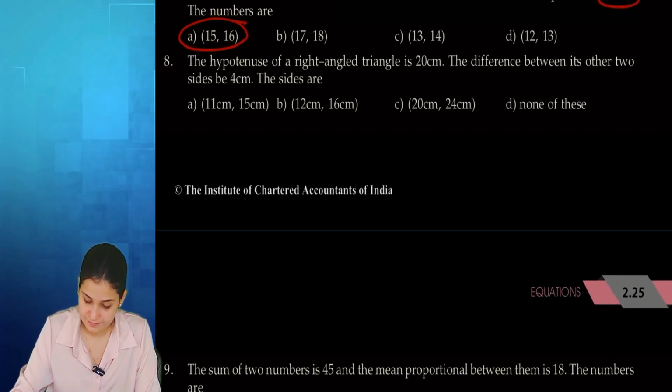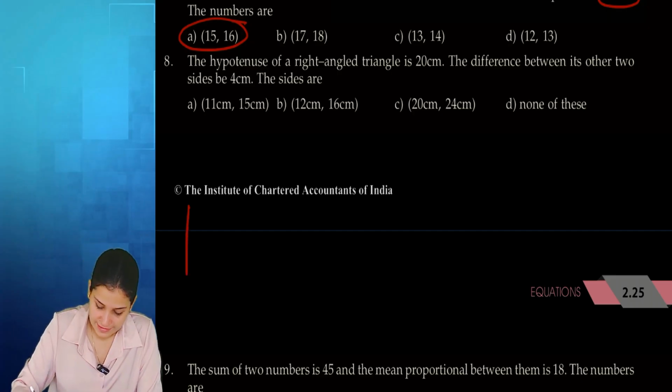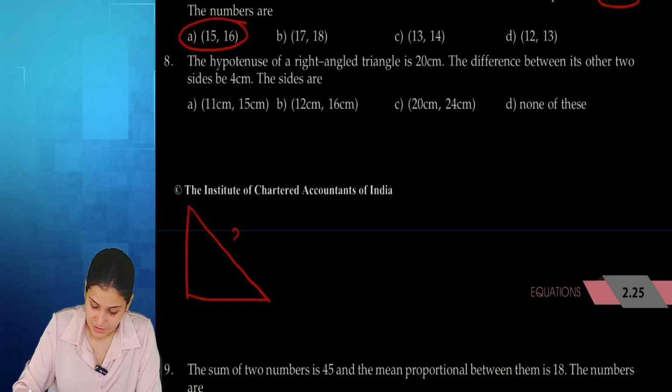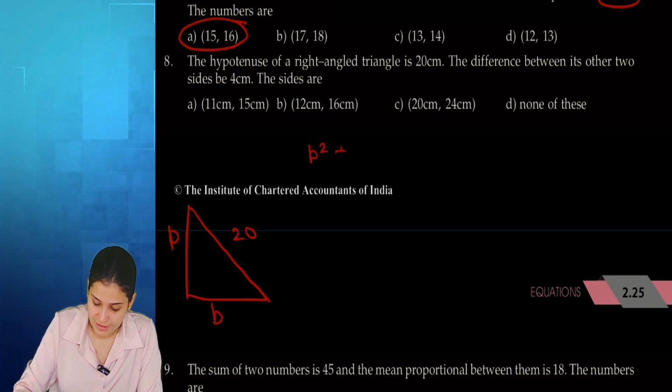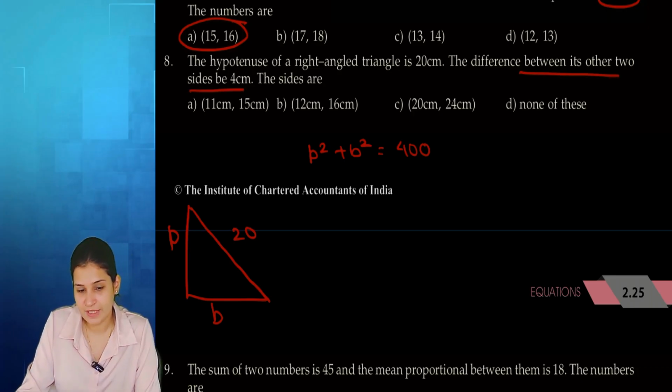Question number 8. The hypotenuse of a right angle triangle is 20 centimeter. So this is base and this is perpendicular. So we already know that perpendicular square plus base square should be 20 square, 400. The difference between the other two sides is 4. But that is satisfied by everyone.